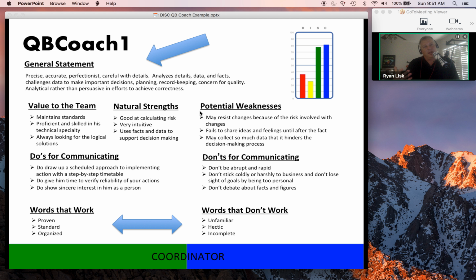So I hope you can take this. We're happy to create these tools for you and help you generate some aha communication moments.